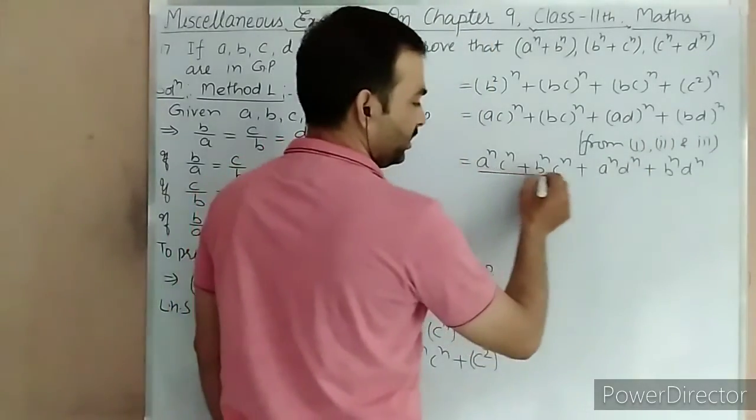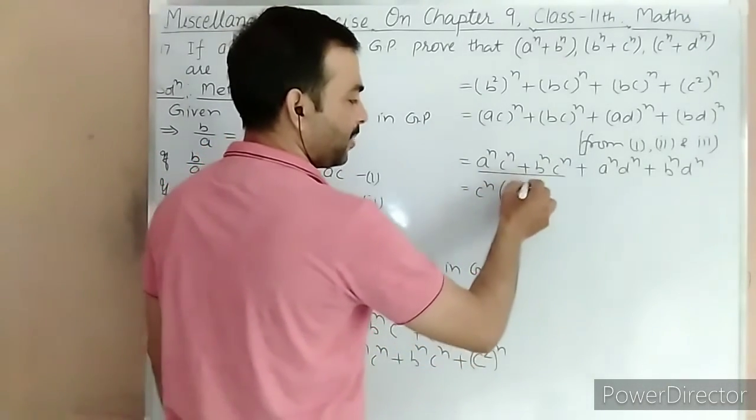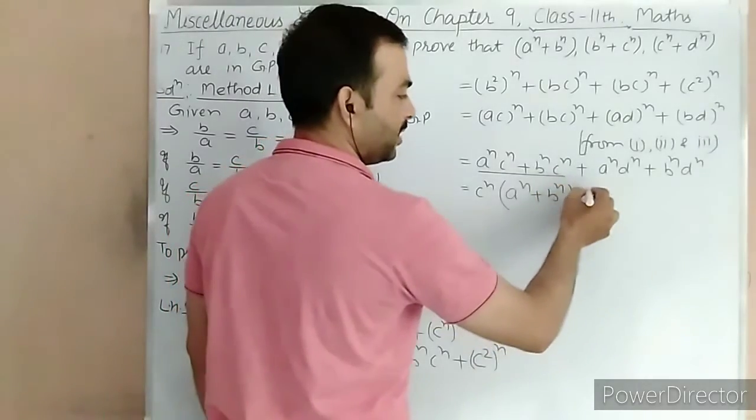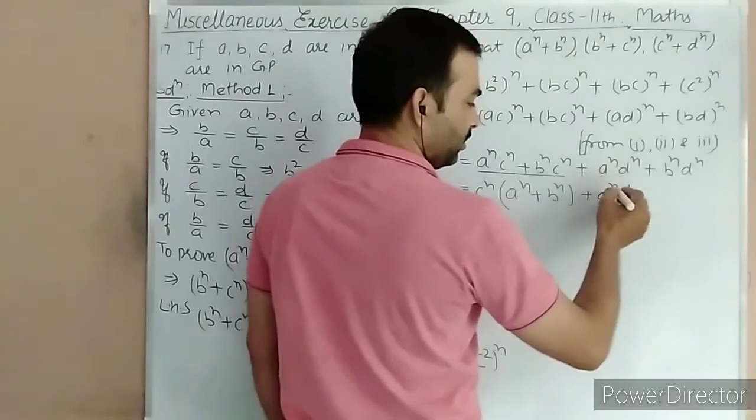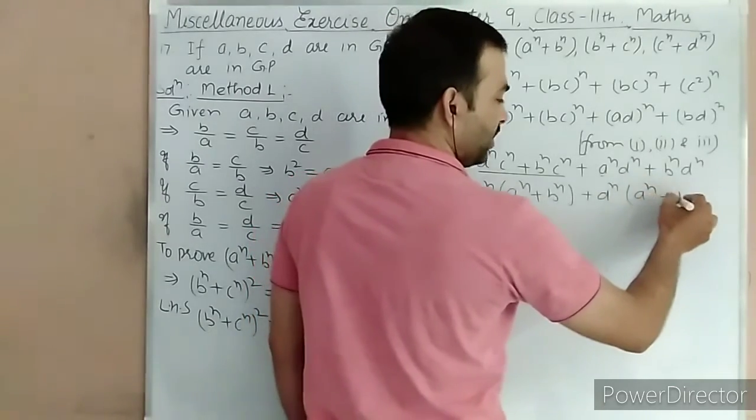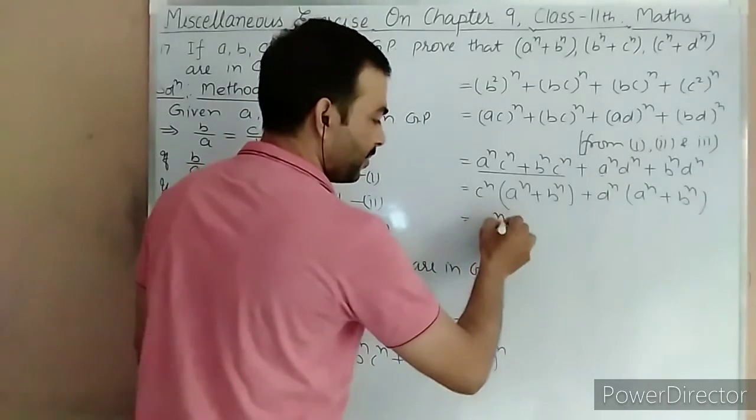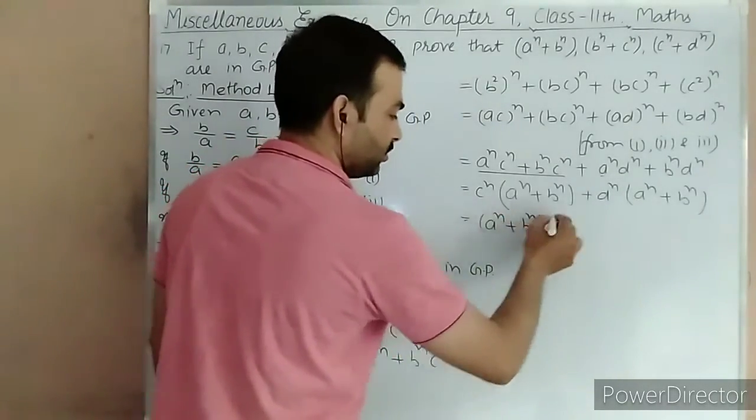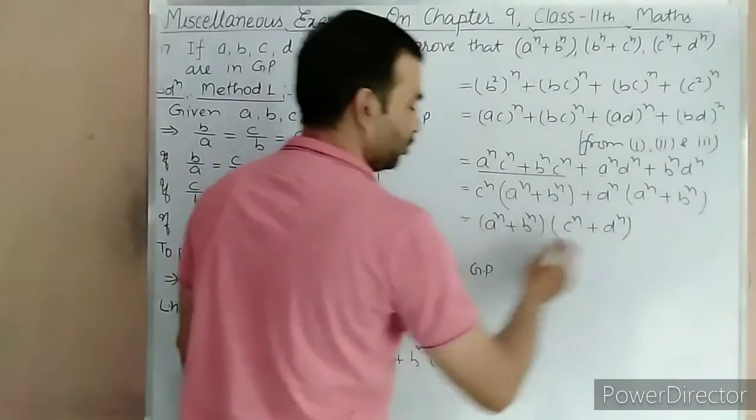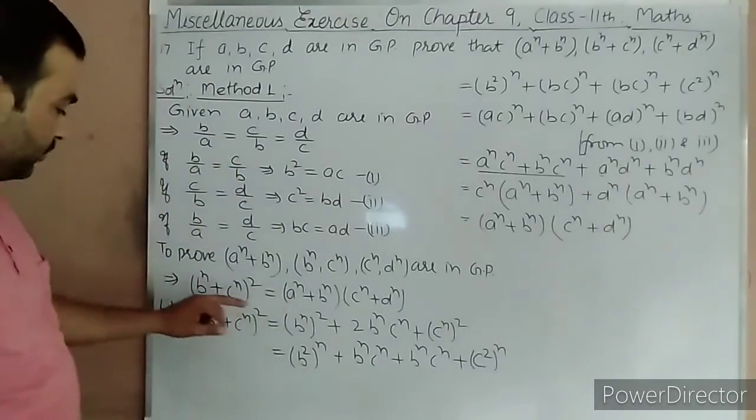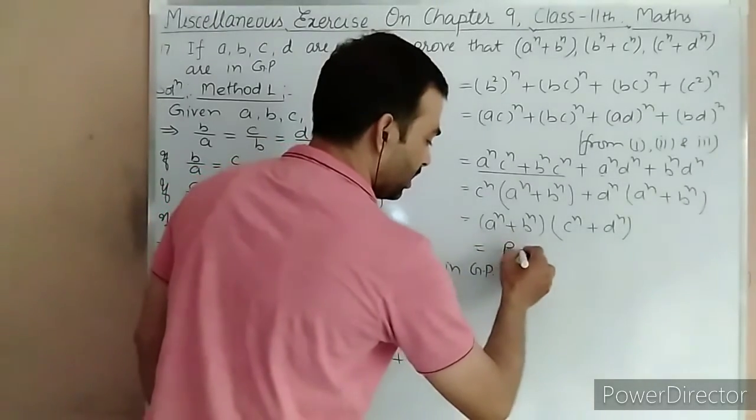Now in this pair I can take C power n as common, and get A power n plus B power n. Similarly from these two terms I can take B power n common, and I get A power n plus B power n. Now in these two terms you can see that A power n plus B power n is common, and the remaining is C power n plus D power n. So this is the right hand side of our proof.